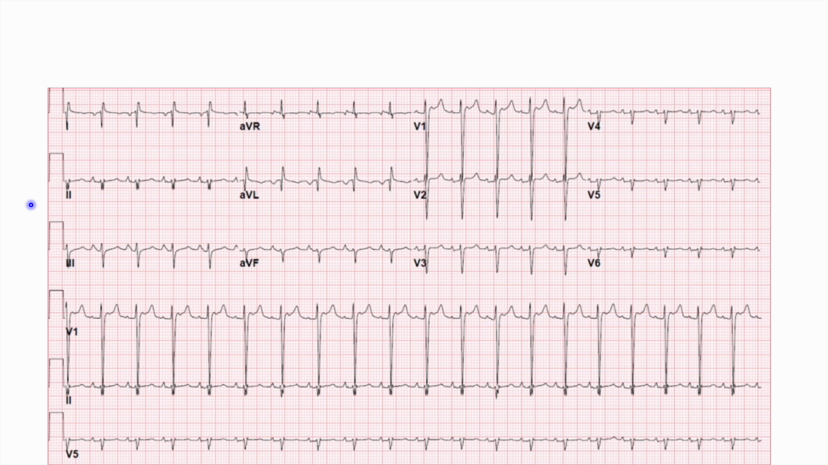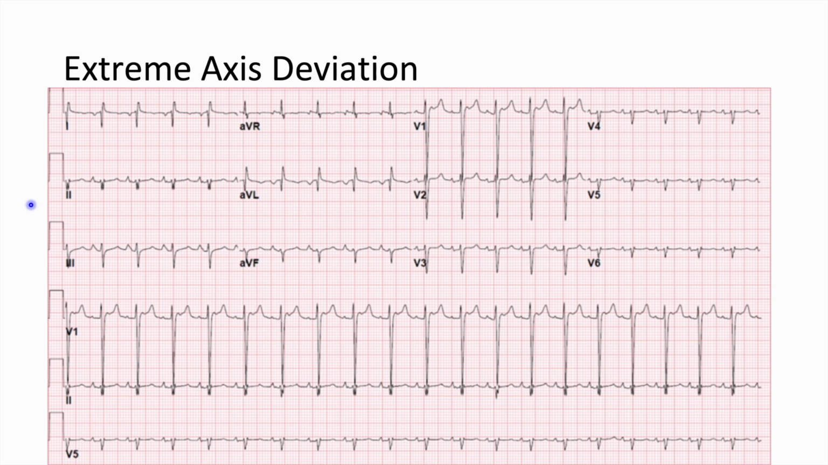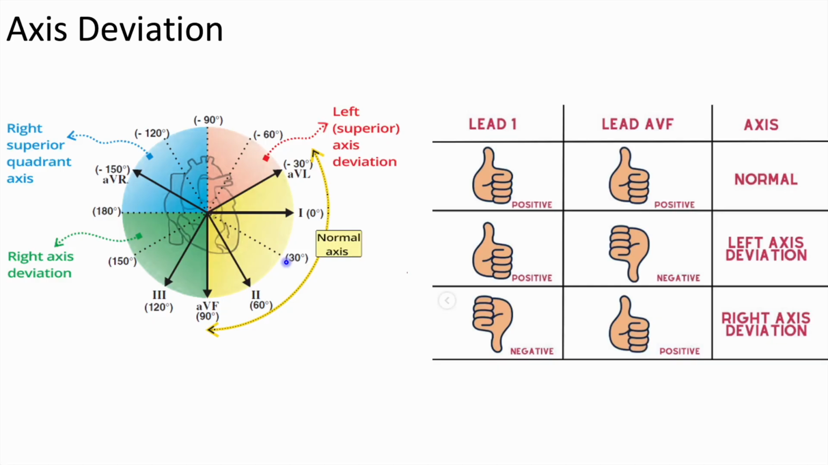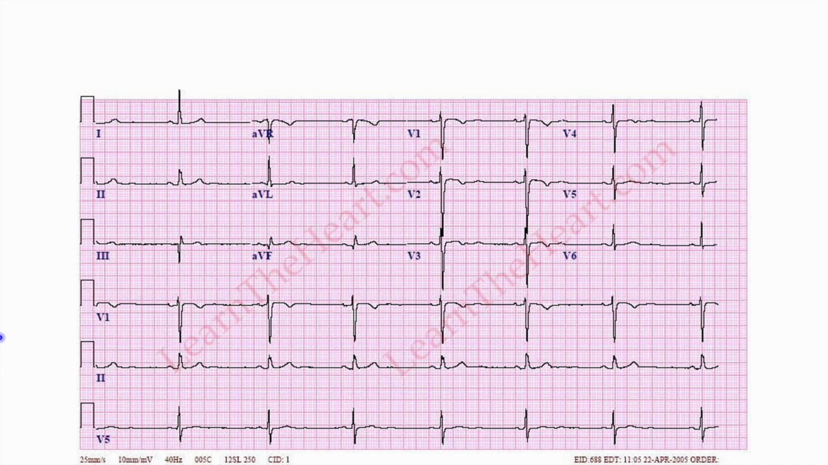3, 2, 1. This will be an example of extreme axis deviation. And so you can see here, this is pointing down, AVF pointing down. So both thumbs down, very bad, extreme axis deviation. Here's a reminder, you can pause and look through this or rewind if you want. Now take a second and look at this one.